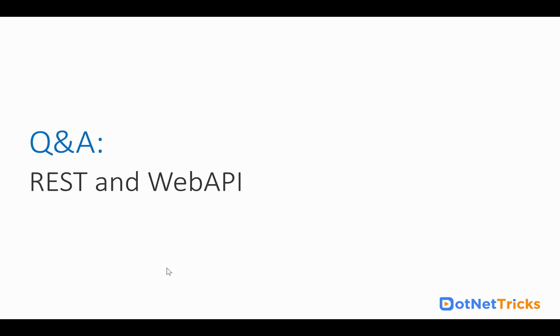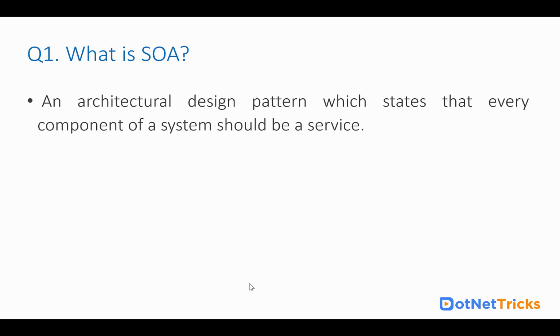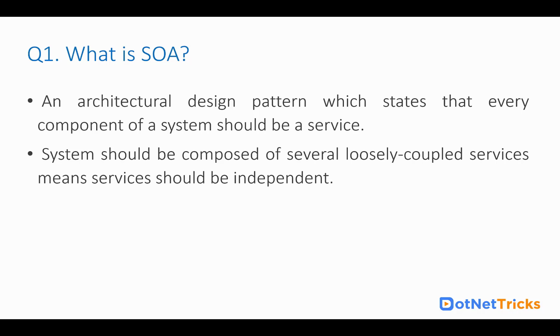So let's get started. Question answer about REST and Web API. So let's see what type of question can be asked to you about the REST architecture and the ASP.NET Web API. So let's move to the first question: what is SOA, or what is service oriented architecture. Service oriented architecture is an architecture design pattern which states that every component of a system should be a service. So whatever application you are building, all the layers in your application should be a service, and the system should be composed of several loosely coupled services. It means the services should be independent.